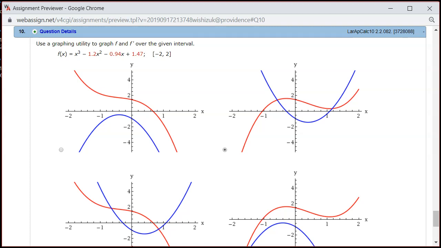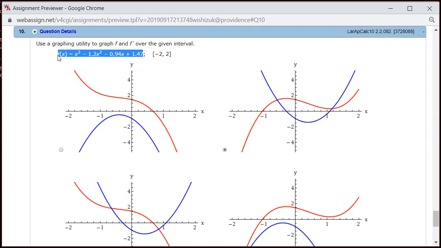All right, let's look at homework 2.2, problem number 10. We have this function, and we want to use a graphing utility to graph f and f prime. So let's do that. I'm going to simply copy the function here.